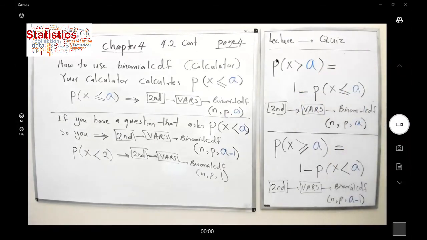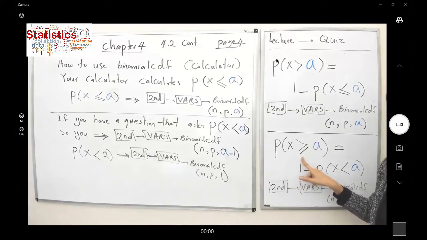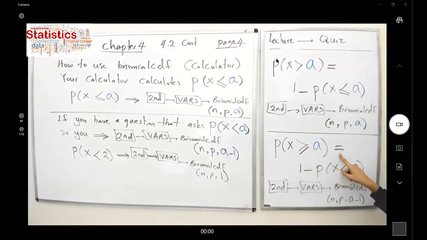And finally, if the question says find the probability that X is greater than or equal to, if you have equality, greater than or equal to a number, it is equivalent to saying that you are subtracting the probability of values less than A from 100%. So to find this value, P of X less than A, you have to go to second, vars, binomial CDF, punch in P and A minus 1. Then subtract it from 100%.